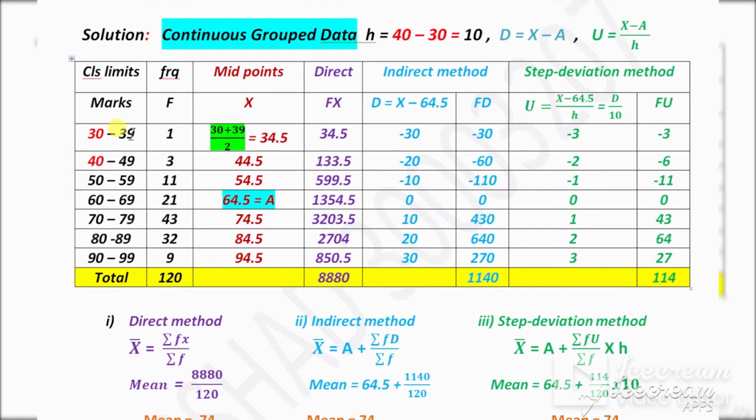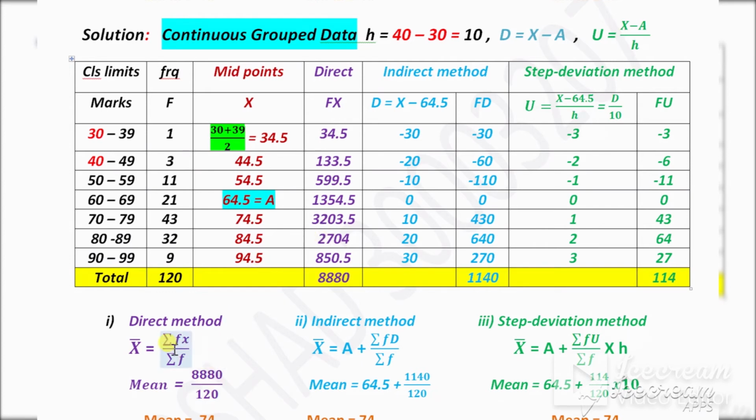30 plus 39 divided by 2. Here I did 30 plus 39 divided by 2 is 34.5, and 40 plus 49 divided by 2 is 44.5. 50 plus 59 divided by 2 is 54.5. 60 plus 69 divided by 2 is 64.5, and so on and so forth. This is the main idea I did for the first question. Now these numbers are called x or midpoint. Now x multiply with f, you will get the second column. This is the direct method.